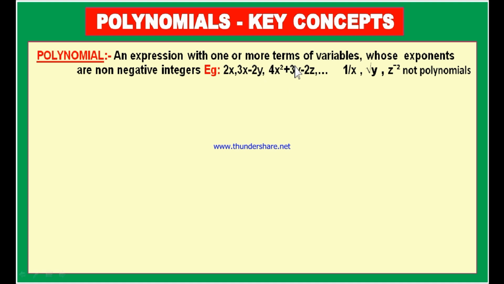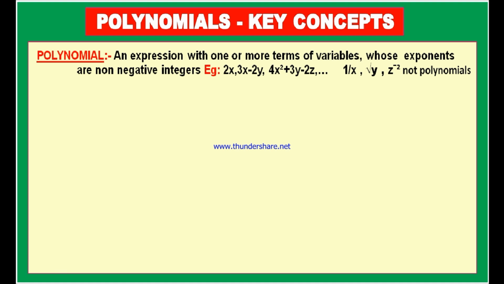These 2, 1 and 1 are the exponents of the variables. All these exponents of the variables are non-negative integers. Therefore, in total, this is an expression with one or more terms of variables where the exponents of the variables are non-negative integers. Therefore, this is also called a polynomial. All these three are examples of polynomials.